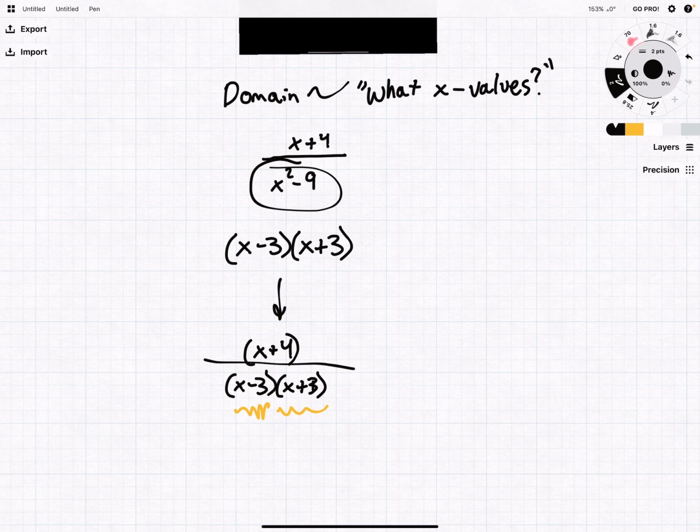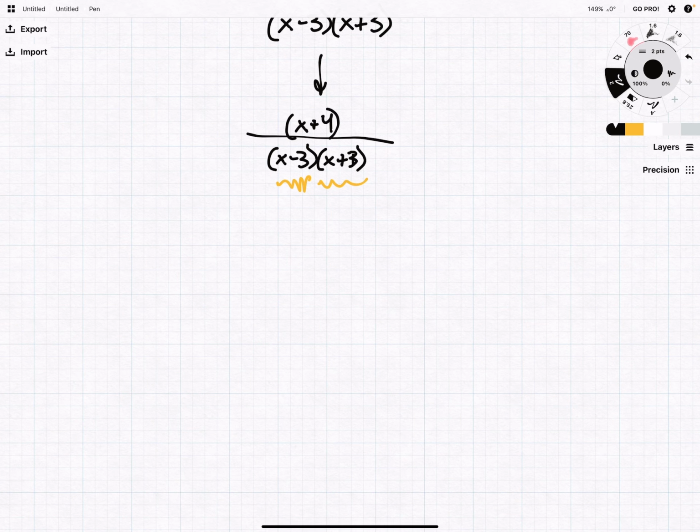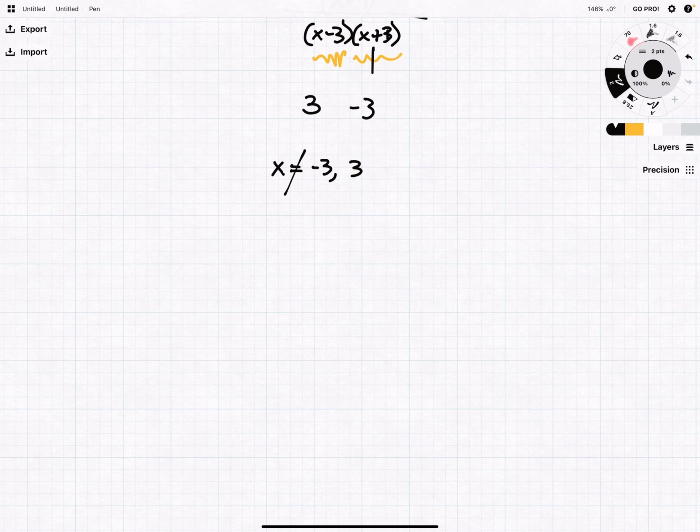So x minus 3, well, if x was 3, that would make it equal 0. And x plus 3, well, if x was negative 3, that would also make it 0. So we know from that x cannot equal negative 3 or 3. Good, okay, so that means the question is asking, what is the domain?